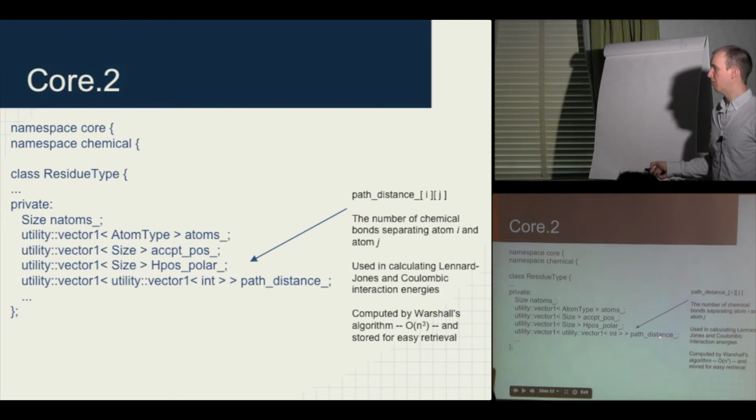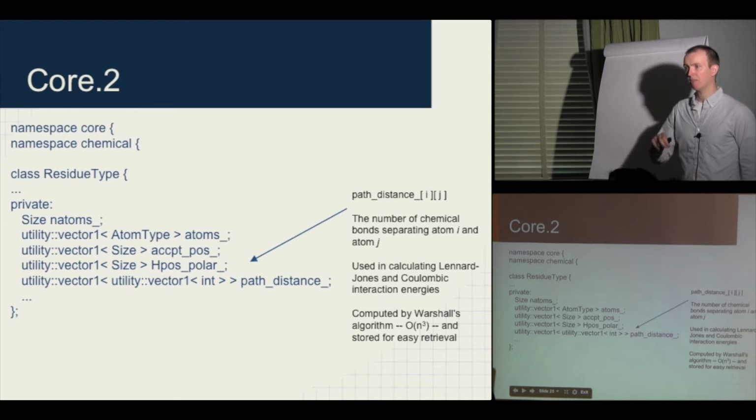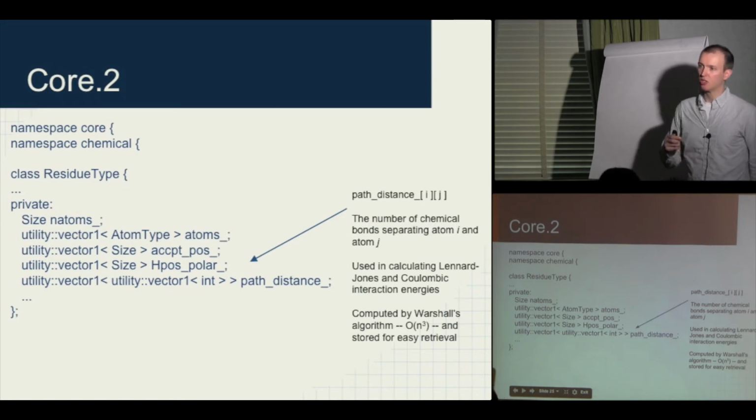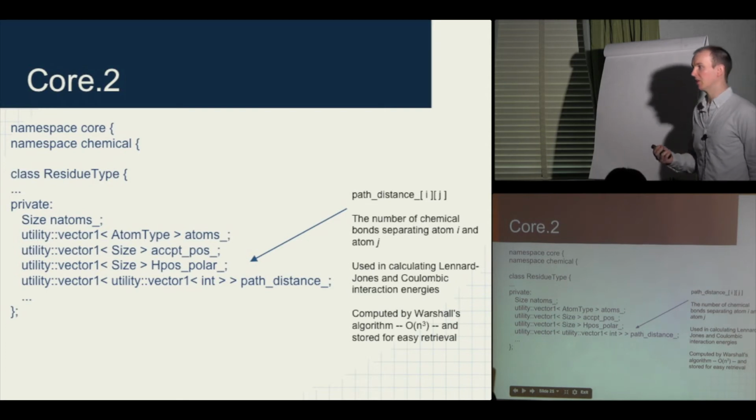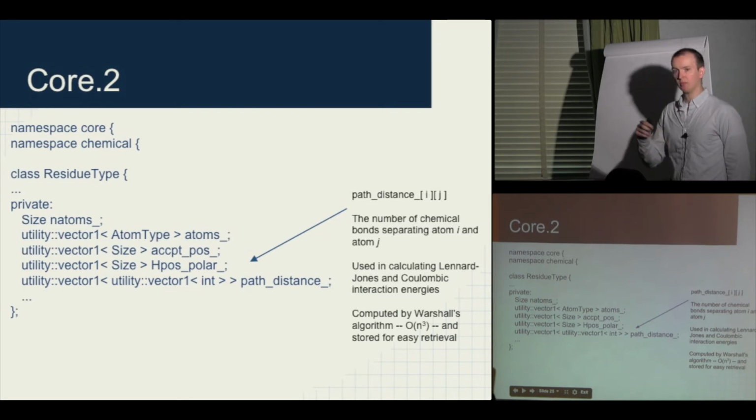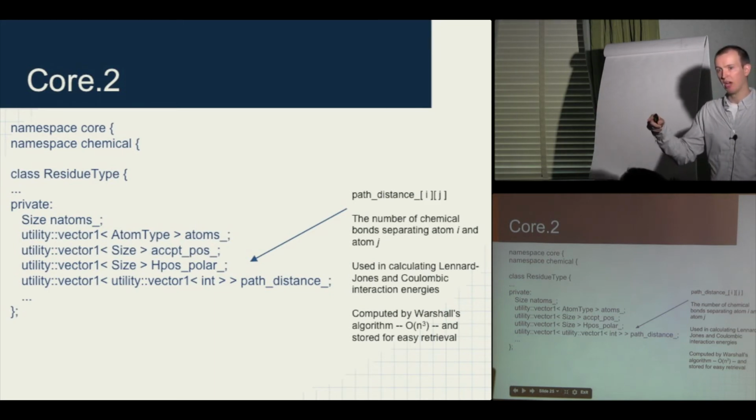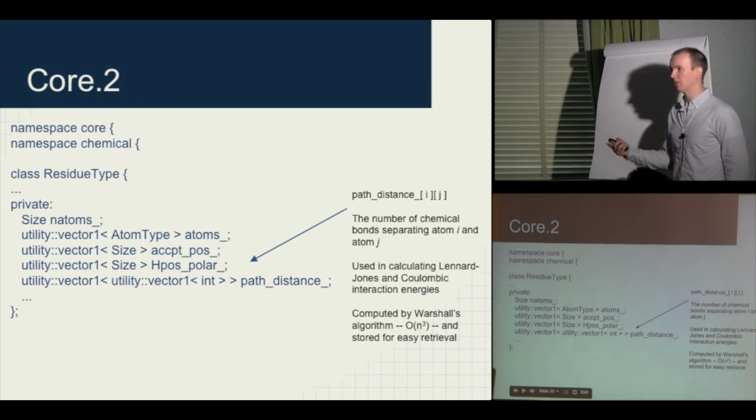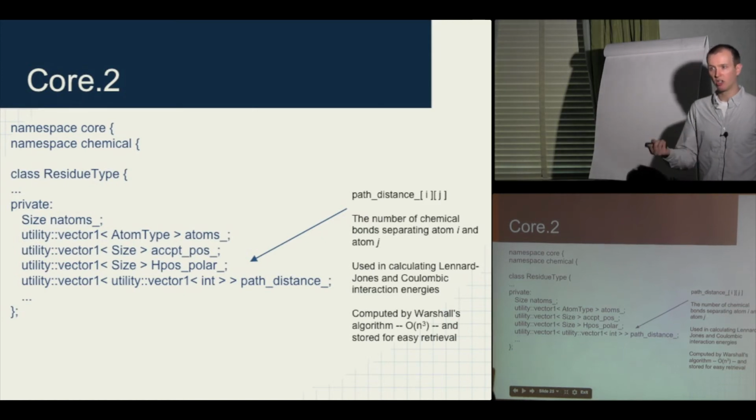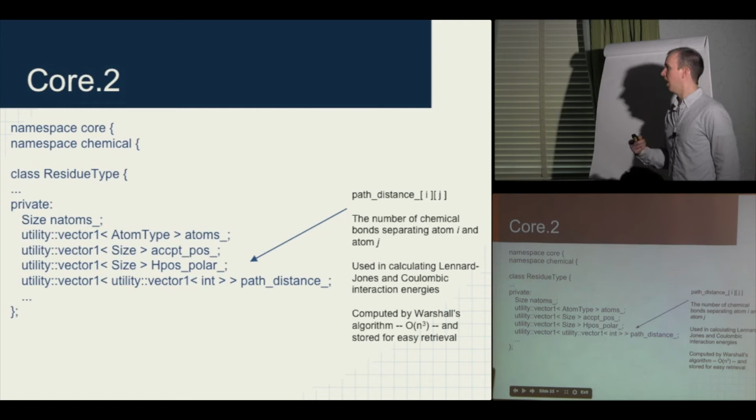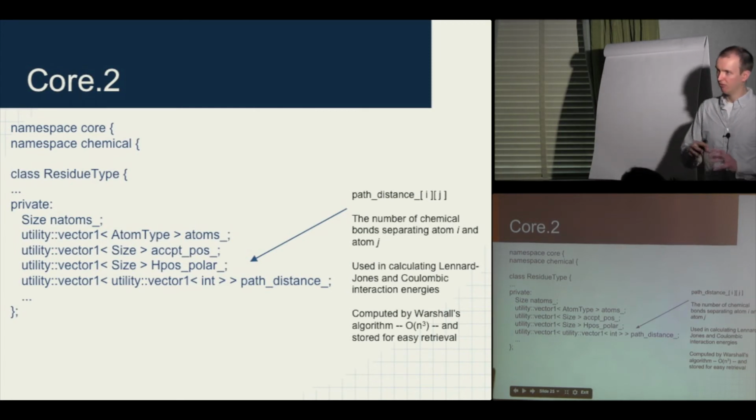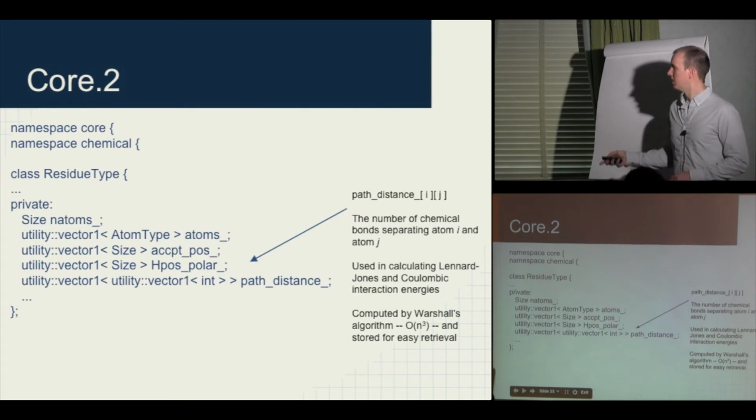We also have this vector path distance, which represents the chemical separation of every two atoms in a residue. This is useful when you're calculating the Lennard-Jones energy, because you always have this caveat, it's 1 over D12 minus 1 over D6, except for atom pairs within 3 chemical bonds of each other. So you have to be able to answer very rapidly, are 2 atoms within 3 chemical bonds of each other? And then we also have a lightweight version of it for atoms that are within 4 bonds of each other.